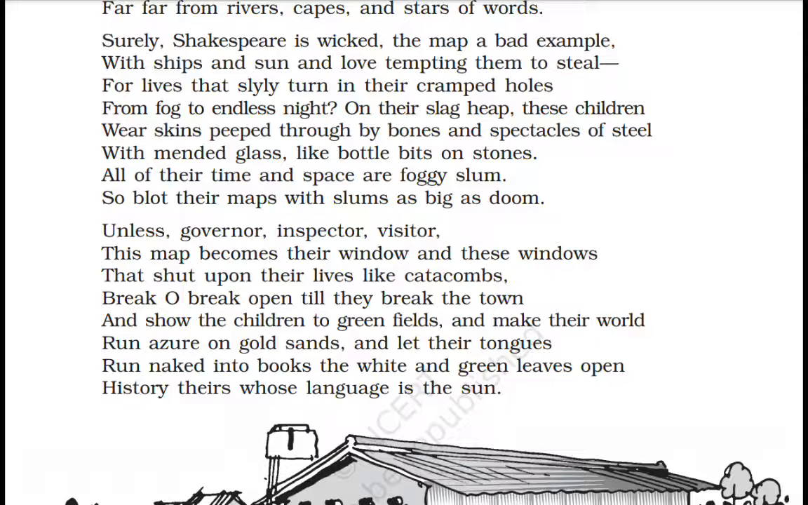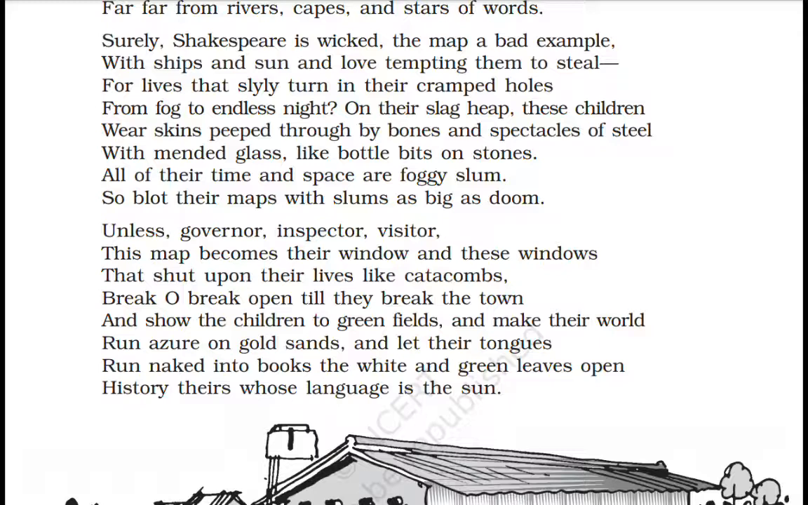These children wear skins peeped through by bones, and spectacles of steel with mended glass, like bottle bits on stones. Now these children, they wear skins peeped through by bones. It again shows their unhealthy condition, that these children are so thin, so lean, they are so malnourished that through their skins one can see the bones, means their skeletons can be seen. They are so malnourished, they do not get proper food.